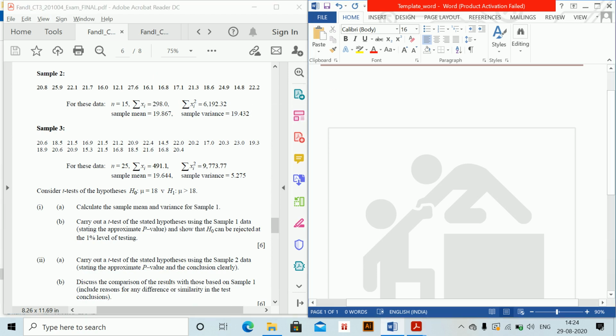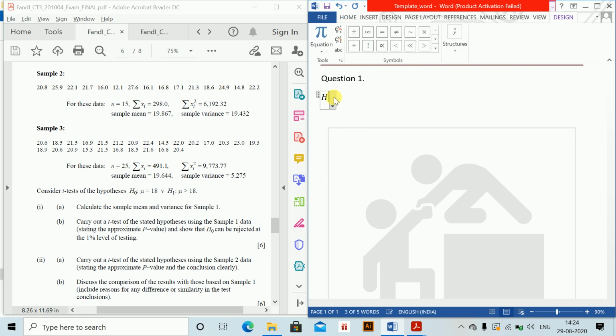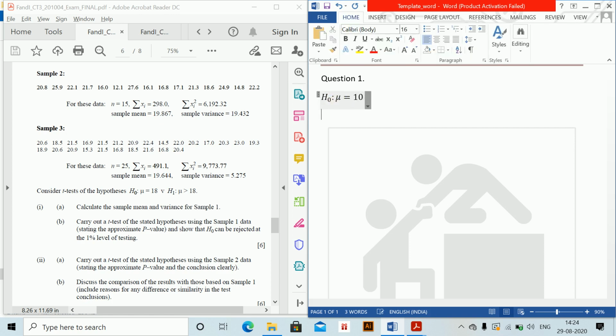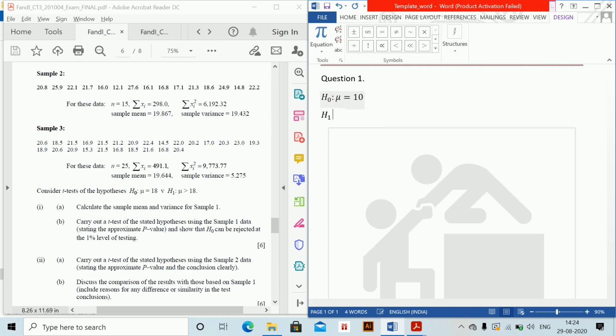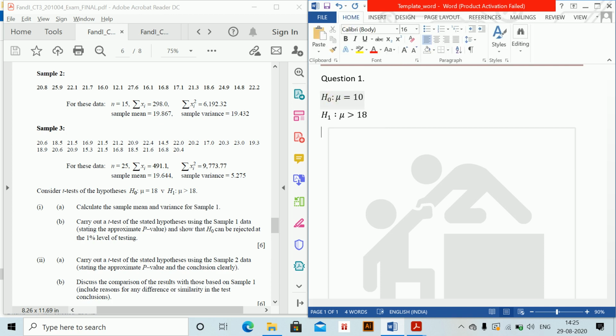First let's write question 1. Our hypothesis says H0: mu is equal to 18 and the alternative H1: mu is greater than 18. Okay, so this is there.